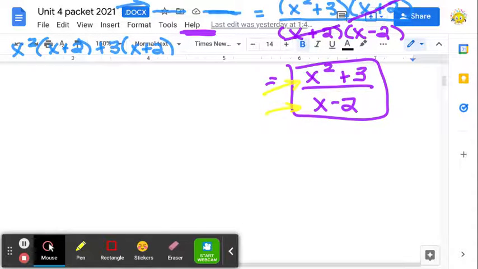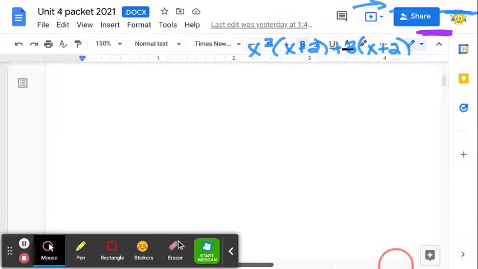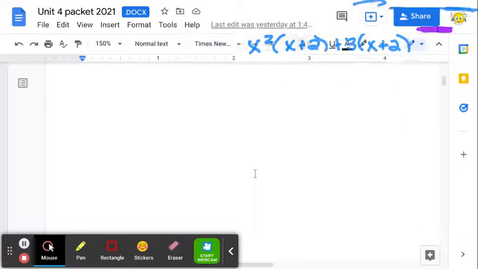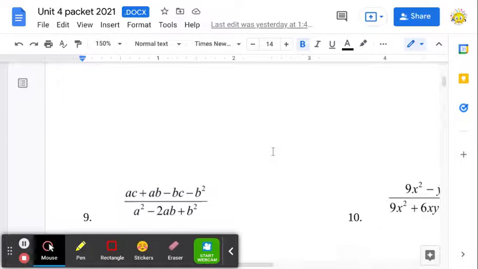Let's move down. We have 2 more problems here, if it'll let me scroll over. I just have to find them. Oh, there they are.